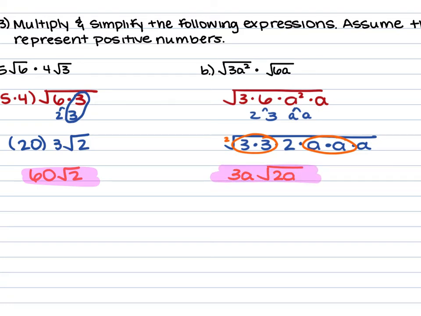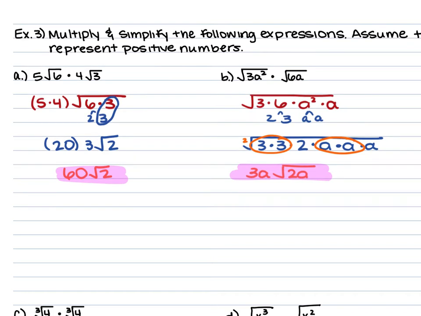Now, if you realize example B is similar to example A in the fact that you're still working with the 3 and the 6 underneath the radical. With this, I just did it 2 different ways. It's totally up to you which way you do it. With example B, it just expands it a little bit more, so that way you see the terms that pair up with one another.